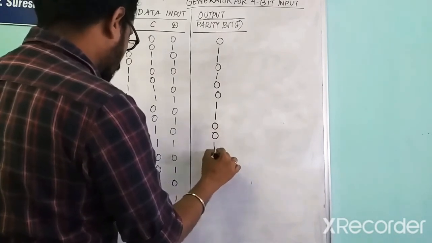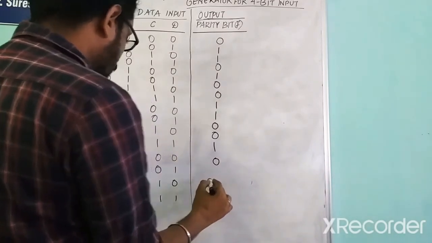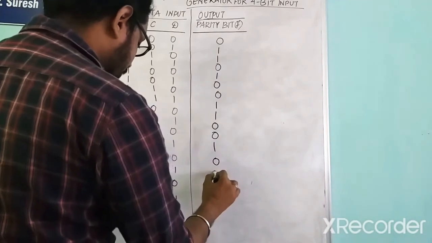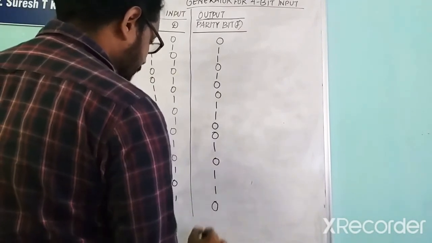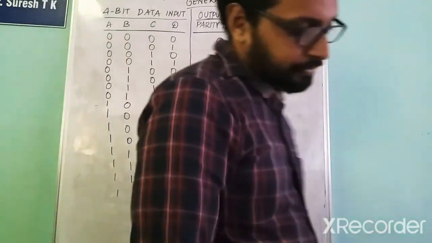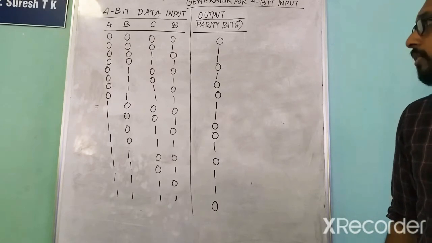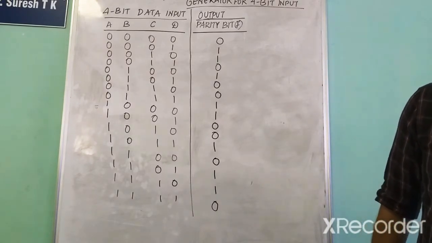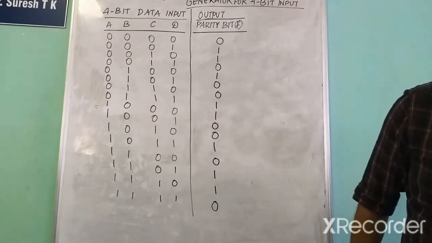1, 1, 0, 0, 1, 0. 1101 means an odd number of ones, so we put a 1 here, 1 here, and a 0 here. Let me check. 0, 1, 1, 0, 1, 0, 0, 1, 1, 0, 0, 1, 0, 1, 1, 0.